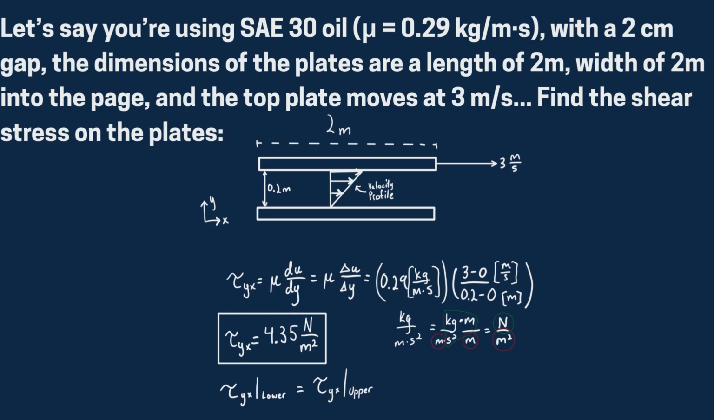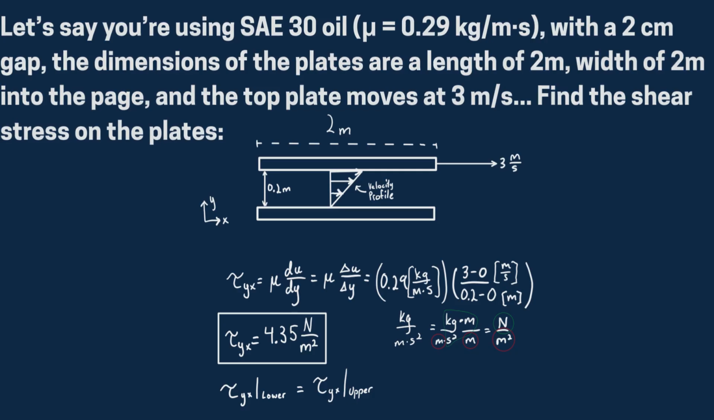Using the no-slip conditions, the top of the flow must be moving at the same velocity as the top surface, which is 3 meters per second, while the bottom of the flow would have to be moving at the same velocity as the bottom surface, which would just be 0 meters per second since it's stationary. This makes the change in velocity through the velocity profile 3 minus 0, which is just 3 meters per second, while our depth is clearly 2 centimeters, which is the same thing as 0.2 meters from the given information of the problem. By plugging in dynamic viscosity, we are able to find shear stress denoted by tau yx, which is equal to 4.35 newtons over meters squared.